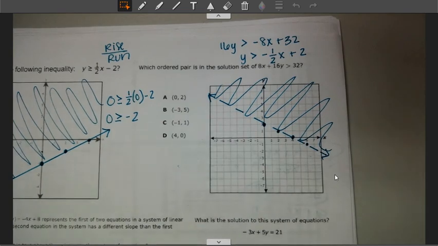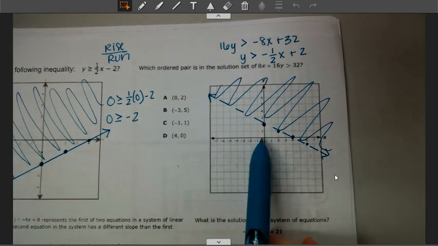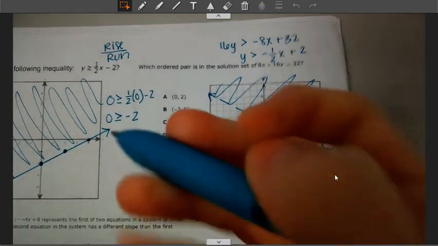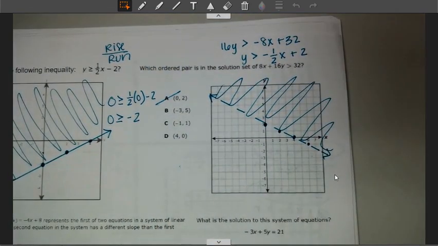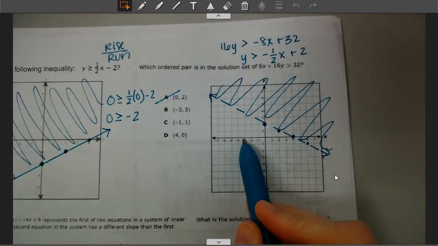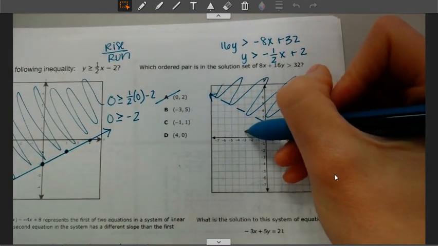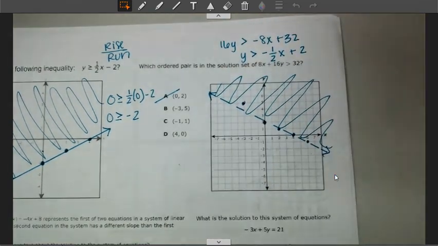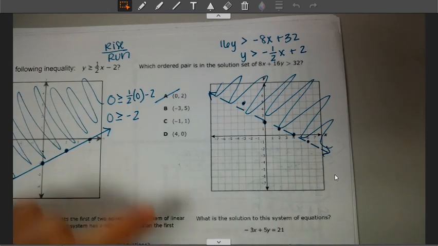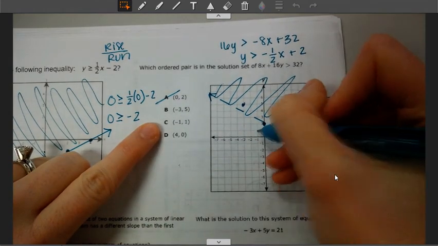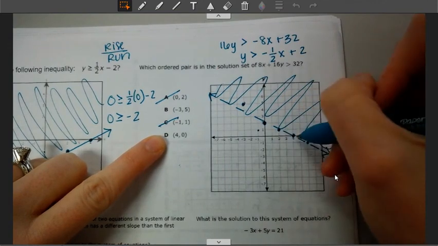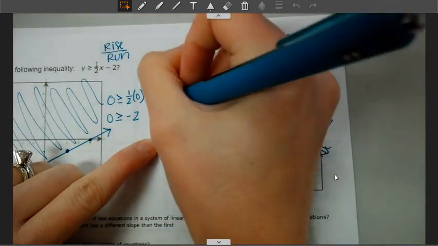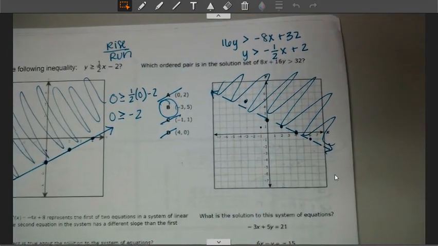So now I'm asking which one is in the solution set. So 0, 2. Well, it touches the line, but it's a dashed line, so 0, 2 is not included. If it was a solid line, it would be included. Negative 3 all the way up to 5. So negative 3, 1, 2, 3, 4, 5. Well, that is in the shaded region, so we could double check that in a second. Negative 1, 1, that's here. Nope, that's out. And then 4, 0. Again, it's touching the line, but because it's a dashed line, it does not work. So B is our correct answer.